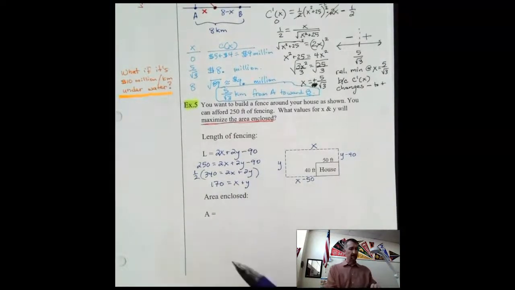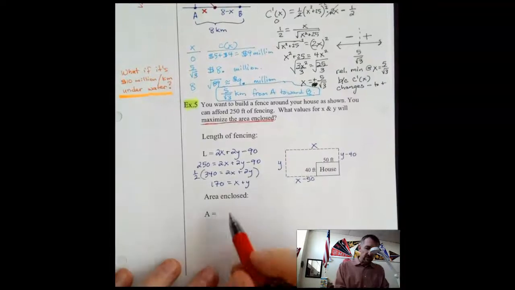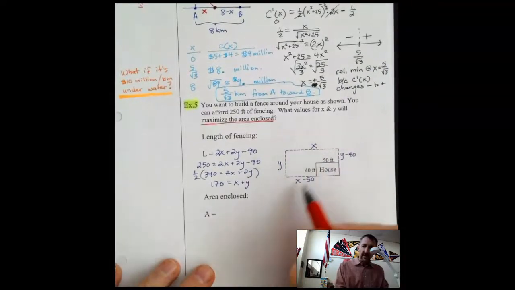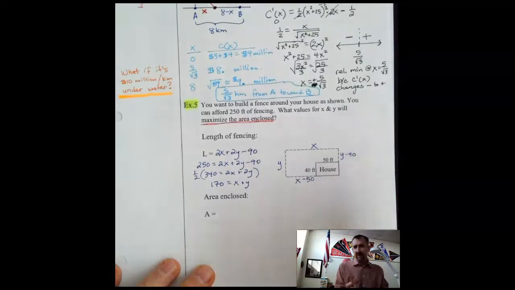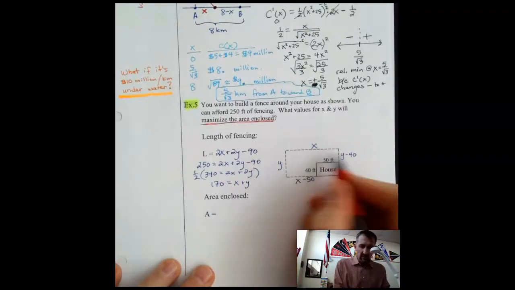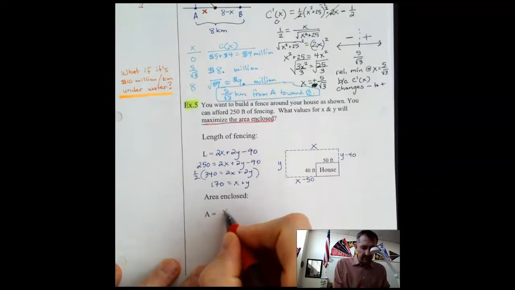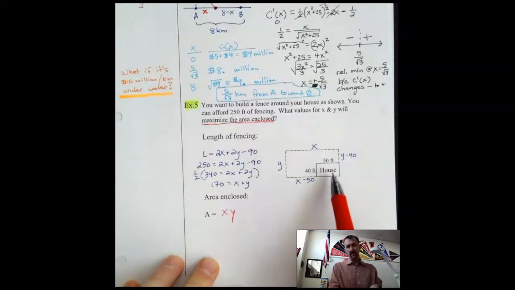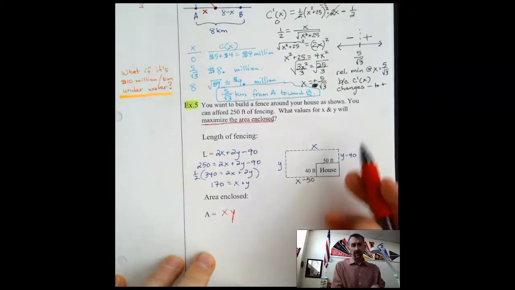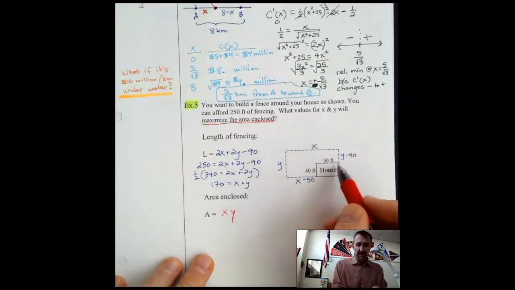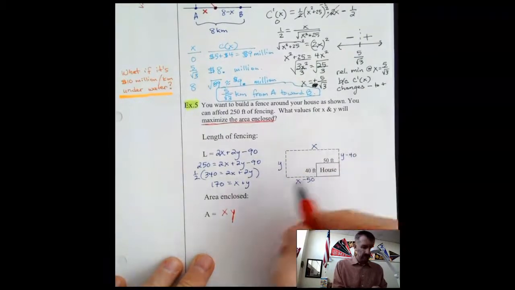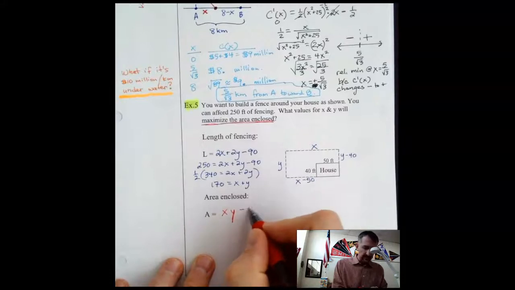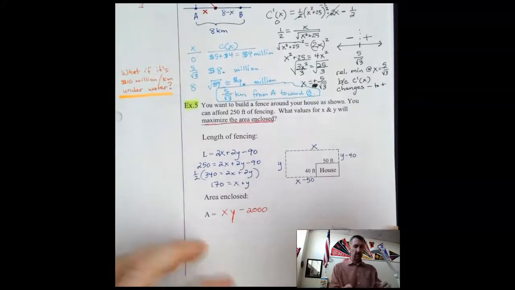Now, the equation we want to maximize is the area that we have in our yard here. Now, that may look a little tricky, but it's not really that bad. So the area of the yard is going to be x times y, but if we do x times y, that includes the house, and that's not part of the yard. So the easiest way to handle that would just be to subtract the house out. So that's going to be minus 2,000. Okay?